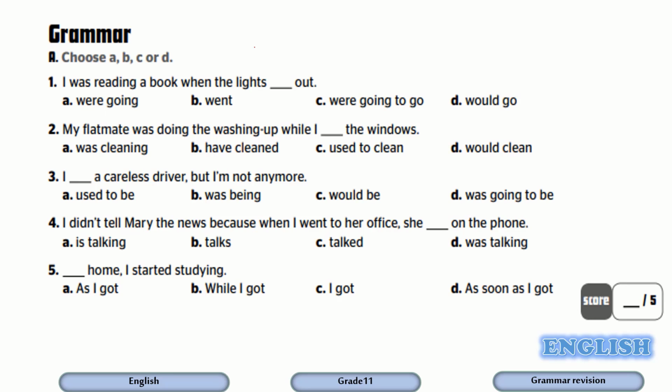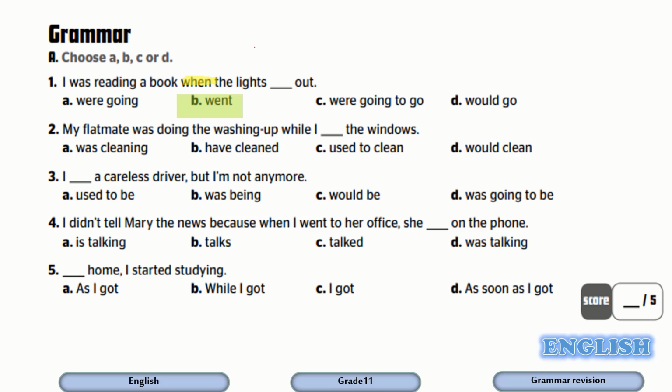Now let's practice the past simple and the past progressive through this activity. You can take your notebook and try to pause the video and answer. Now, let's check the answers together. I was reading a book when the lights went out. So when here shows that there is a sudden action that happened to interrupt another action. So when the lights went out, because it happened suddenly.